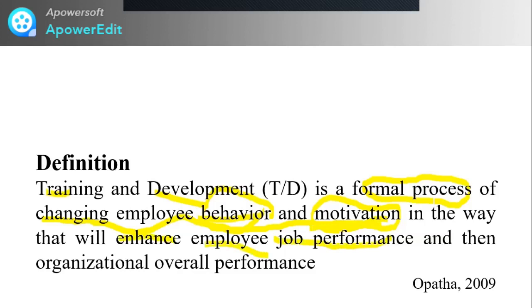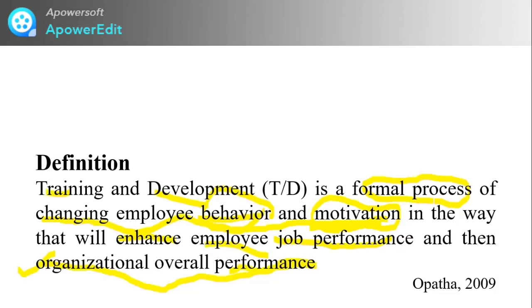Enhancing employee job performance implies enhancing the organization's overall job performance. The ultimate purpose of training and development is to increase the overall organizational performance. Through enhancing, developing, and upgrading employee job performance, the company performs better and becomes successful. That is the main purpose of the training and development activity or function.